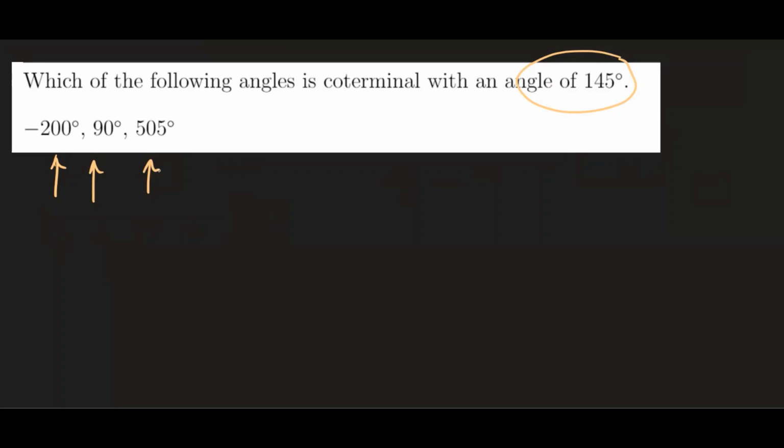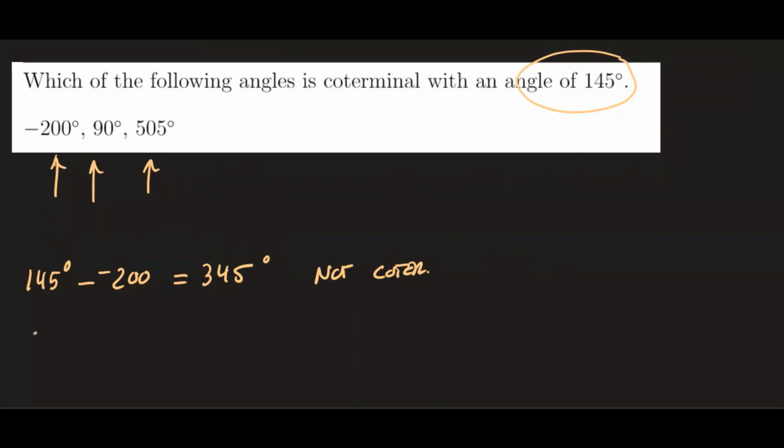So to test out the first one, is negative 200 degrees coterminal with 145? Well, we can simply take their difference. So we can do 145 degrees minus negative 200. That just means you're adding 200. So 145 plus 200, that's 345. Well, that's not a multiple of 360, so this is not coterminal with 145 degrees.